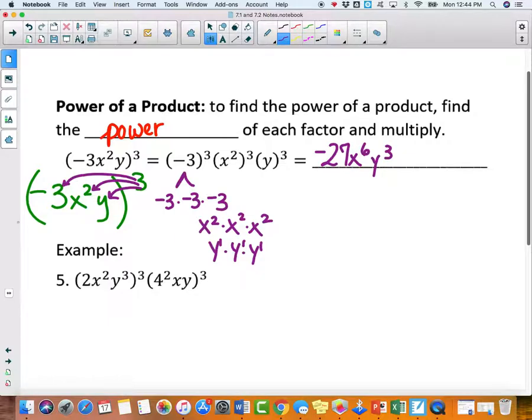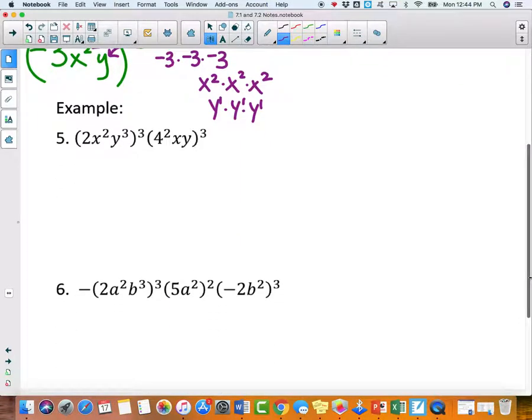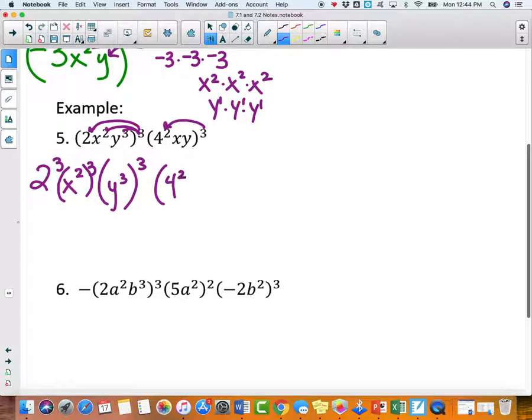So we have one example, I think, for this, possibly two. So let's look at this first one. I'm going to distribute this power. Remember, I'm going to distribute it to every term using multiplication. So 2 to the third power, x to the second power, cubed, y to the third power, cubed, and then I have 4 squared raised to the third power, x to the third, and y to the third.